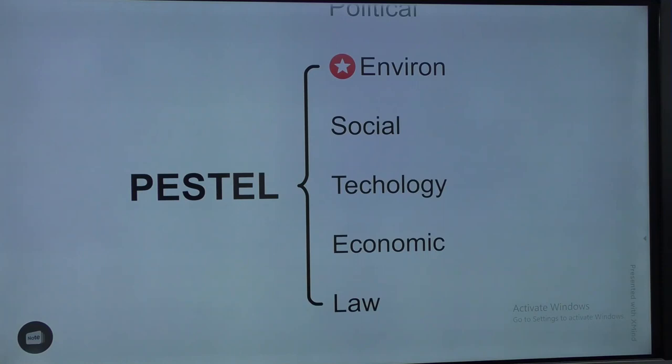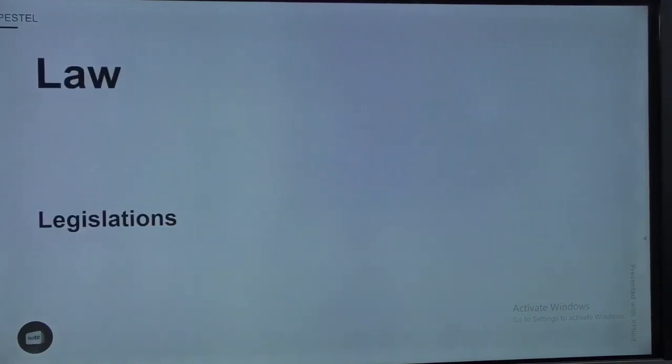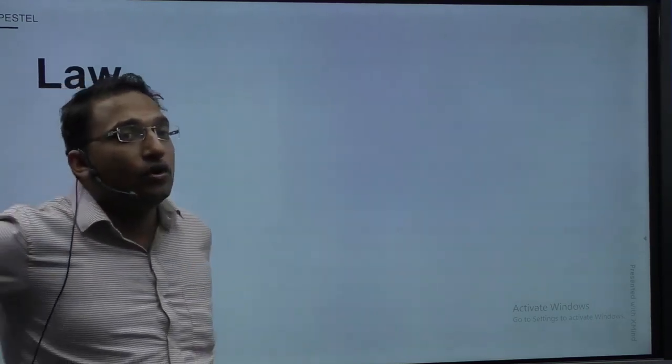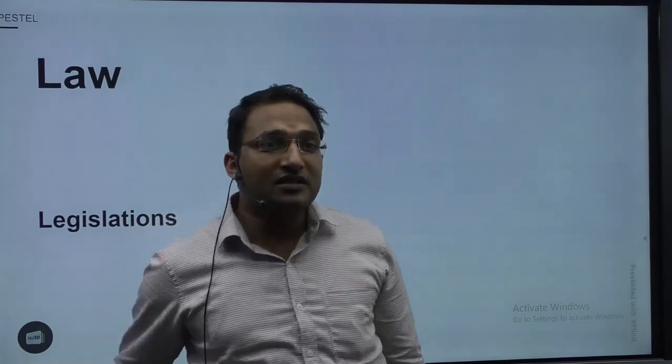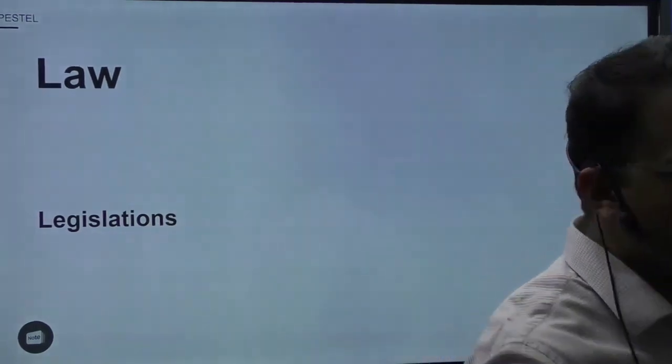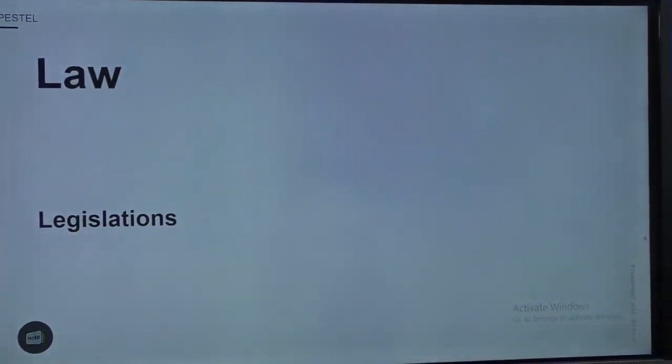Then coming to legislation, what is the legislative aspect? So the first dimension is legislations. Legislation is basically the law. The law means something which is made by the parliament. Okay.